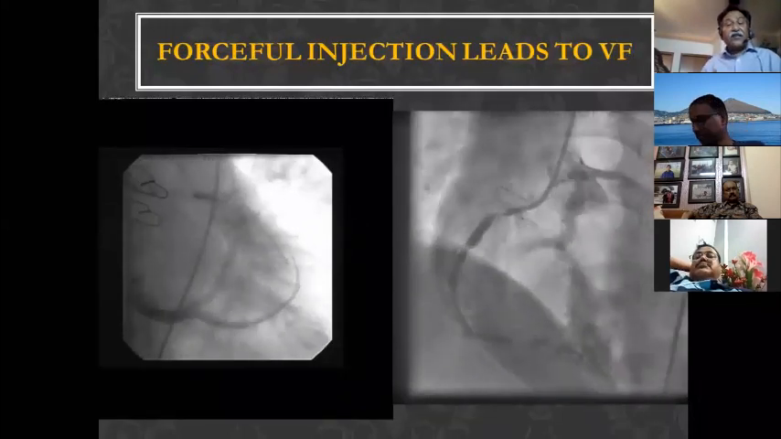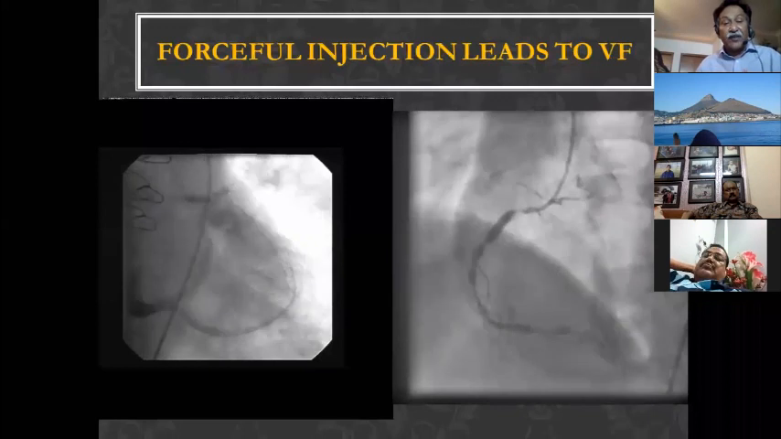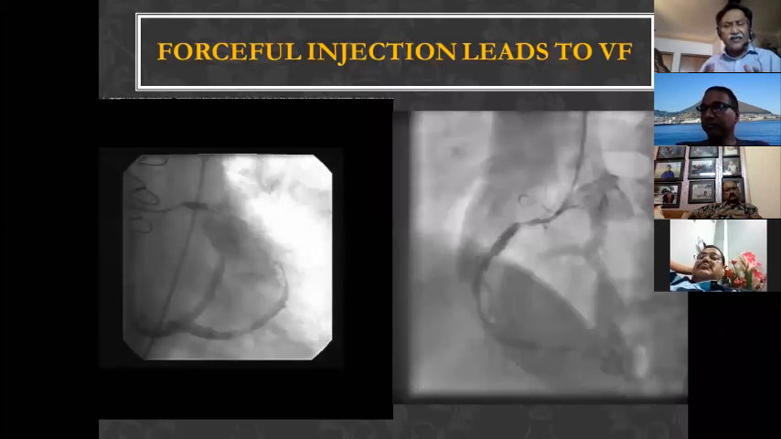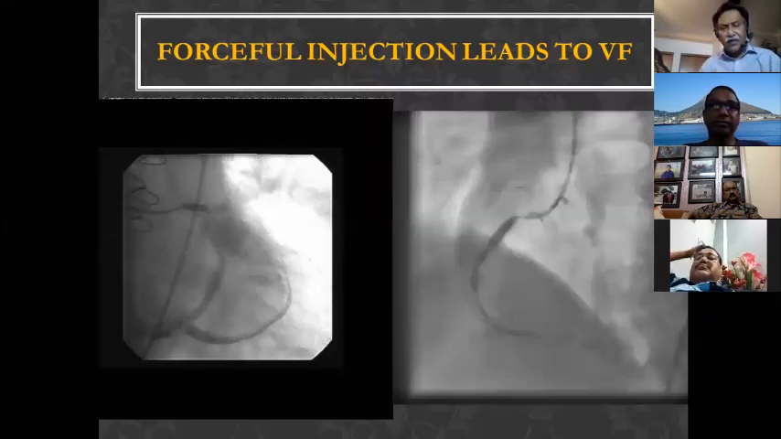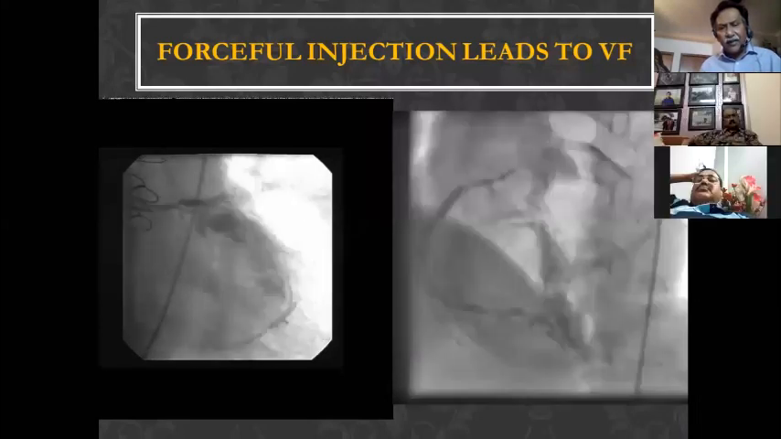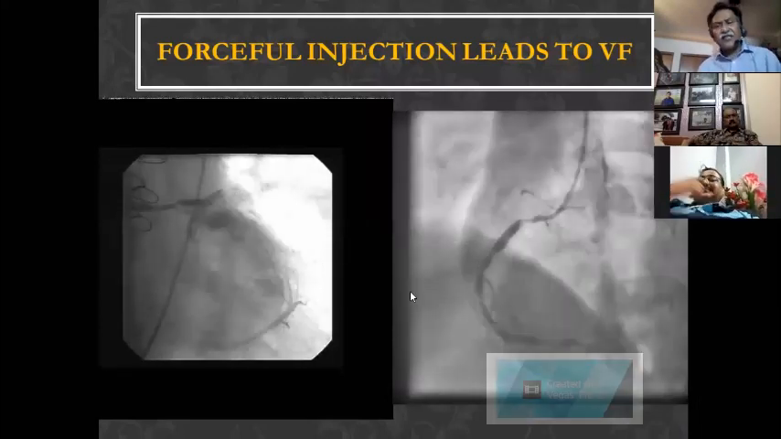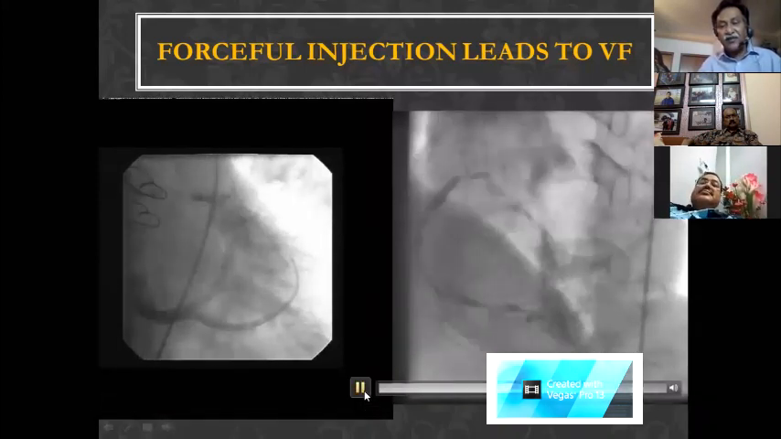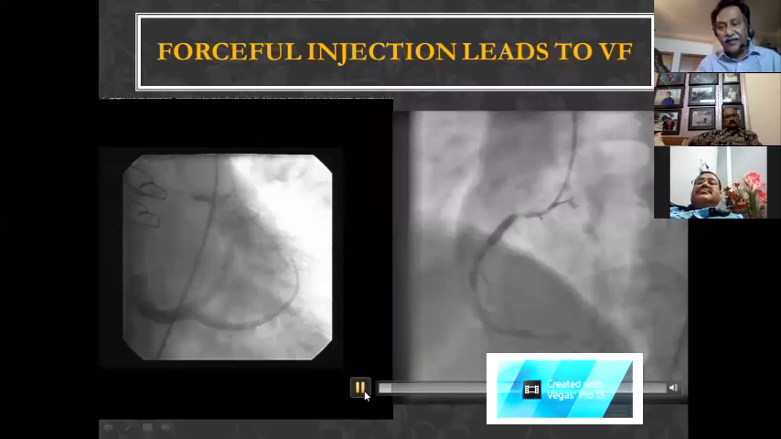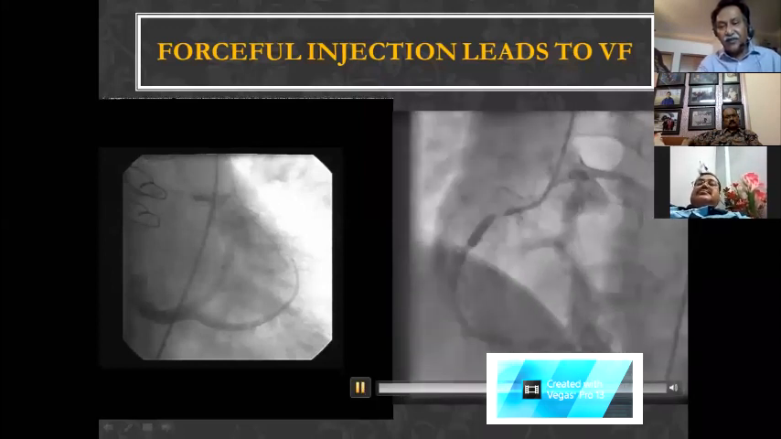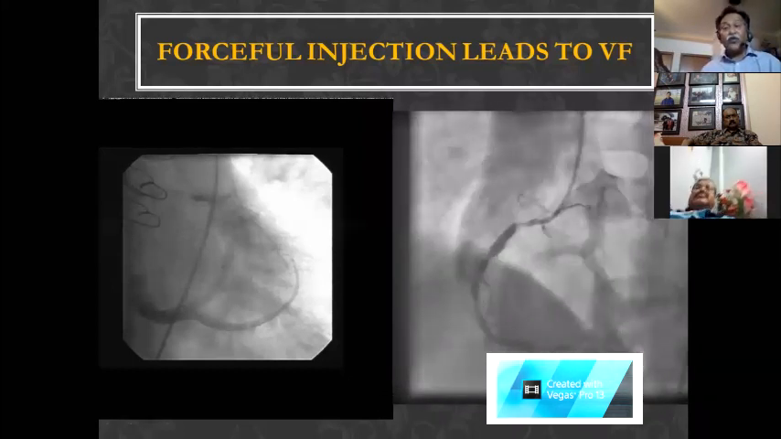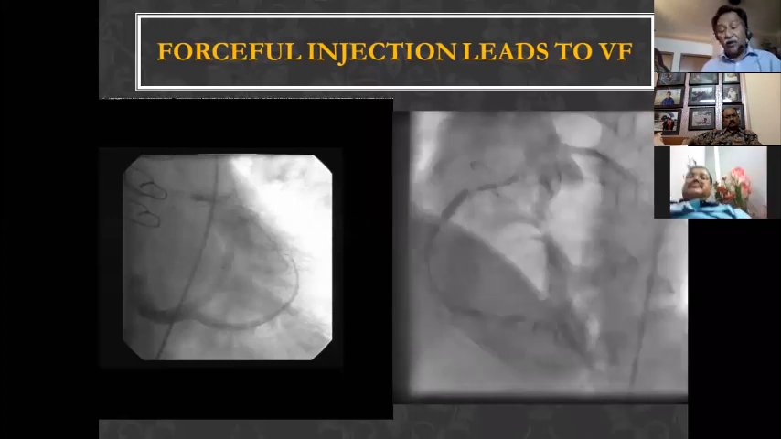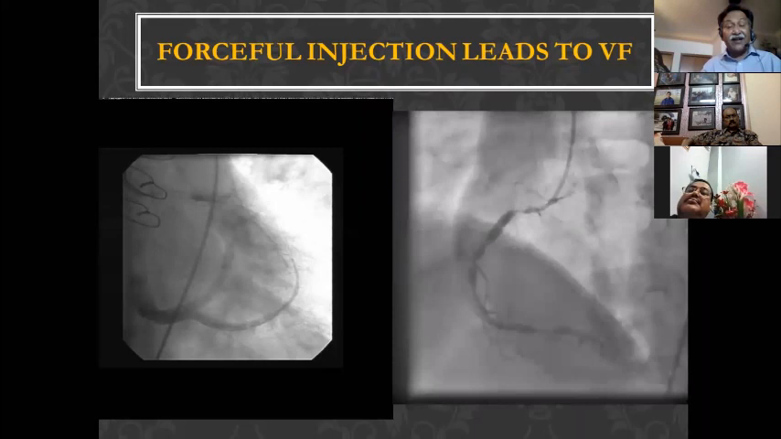Another mistake many a time initiates some complication. Like this is a patient with a totally occluded RCA and LCX, with a bypass graft vessel. You are seeing almost blushing of the whole myocardium with the dye, and it's a dangerous thing in a way. It happened in this patient; here you see it initiated ventricular fibrillation. You see, the ventricular fibrillation started at the end. So if you forcefully inject, it can cause blushing of the whole myocardium and may lead to a complication, malignant arrhythmia.